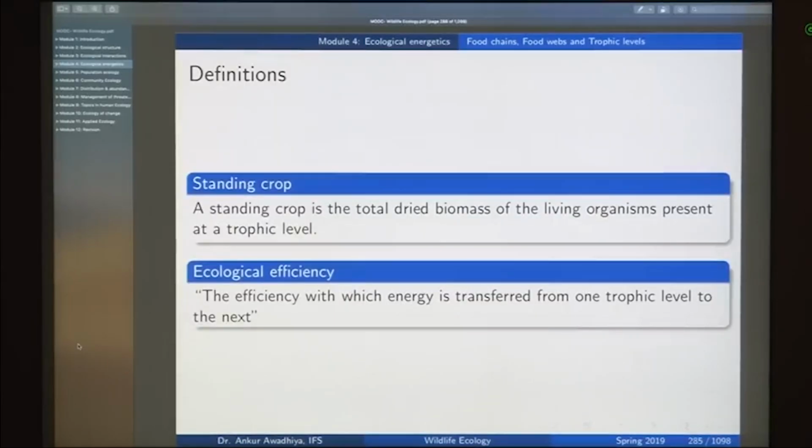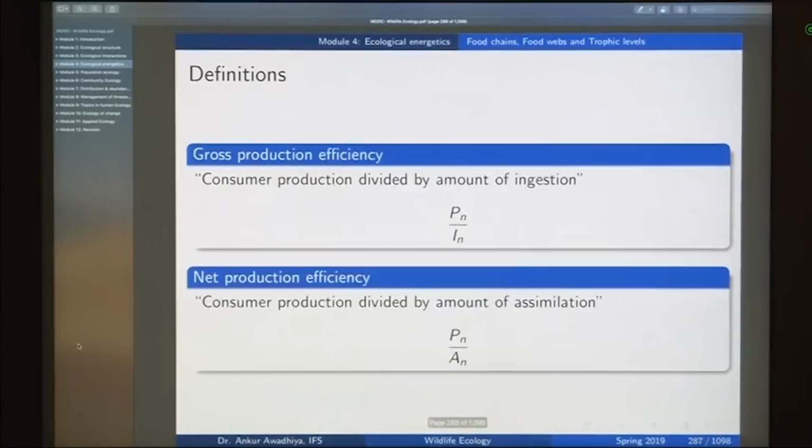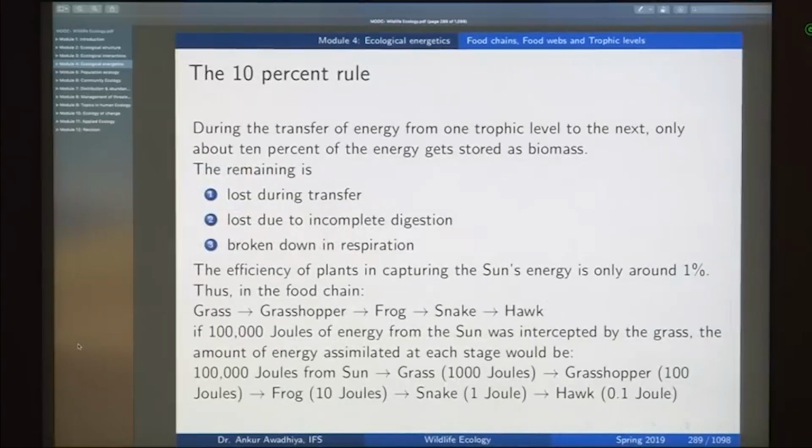Then we defined standing crop as the total dried biomass of the living organisms that is present at a trophic level, and we also defined ecological efficiency as the efficiency with which energy is transferred from one trophic level to the next. We defined exploitation efficiency, assimilation efficiency, gross production efficiency, net production efficiency, and then we defined ecological efficiency as a product of three of these. Then we had to look at the 10% rule.